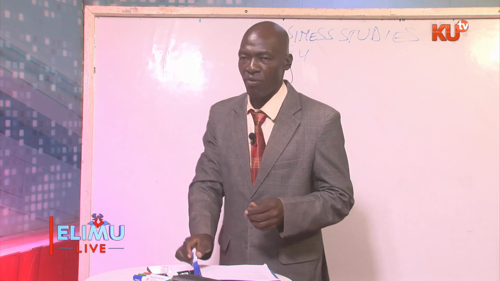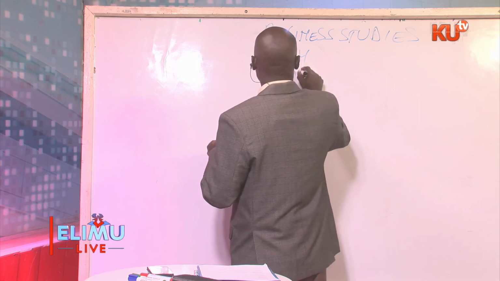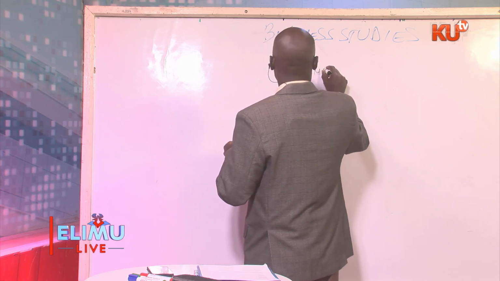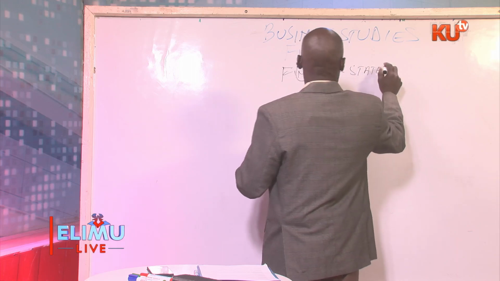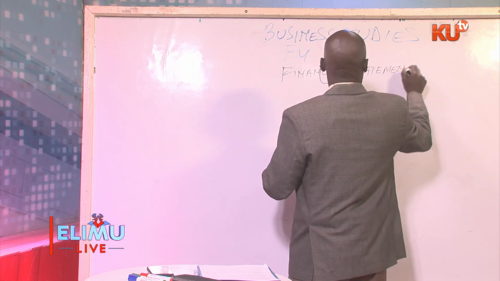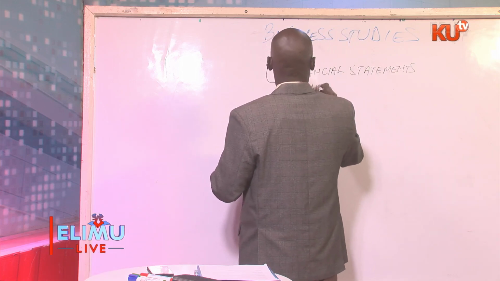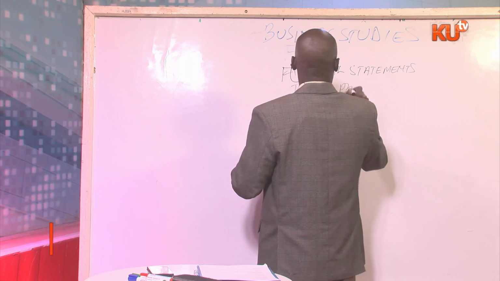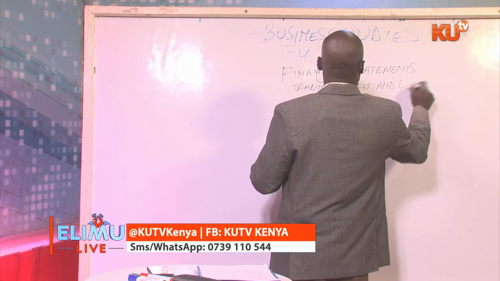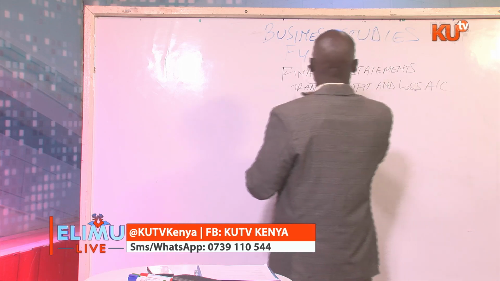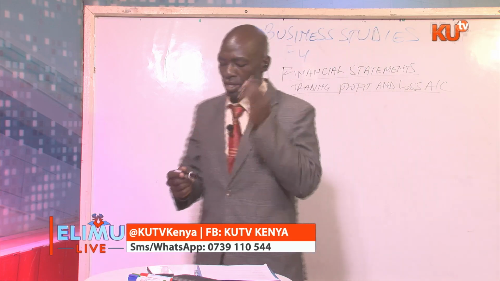Business Studies, Form 4. We want to look at financial statements. That's the topic. Subtopic, we want to look at trading, profit and loss account. That's our area today.